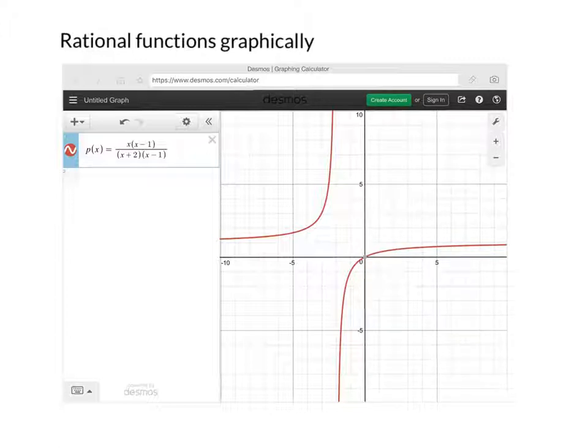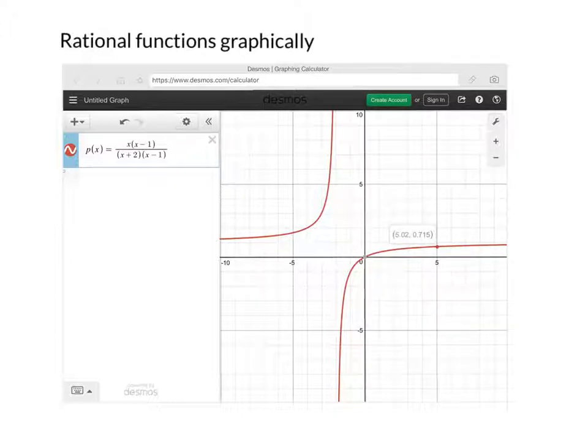All right, so that function was this one here, p of x. It's x times x minus 1 divided by x plus 2 times x minus 1. And what we wanted to think about was, what happens when x equals 1? What we saw was these terms right here, this x minus 1 and this x minus 1, actually end up canceling each other out. So I'm going to go look at the points on my function.